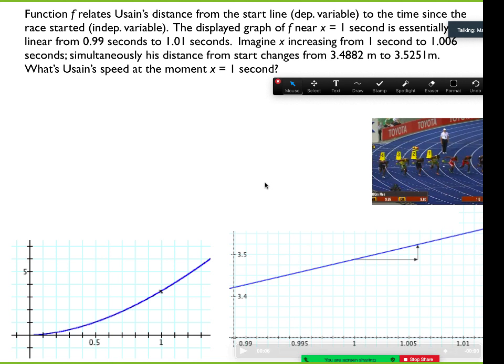So now I'm showing here specifically the variation in time, from 1 second to 1.006 seconds, and the corresponding variation in distance. These changes are in proportion to one another, like a constant rate of change.